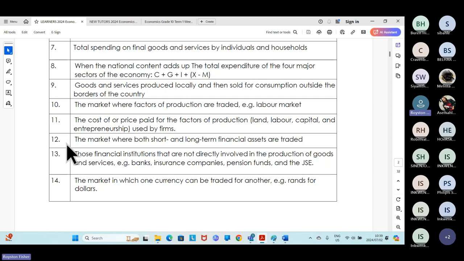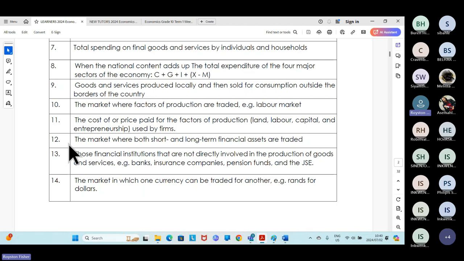Then number 12 ties in with number four, which was the capital market. Number 12 sounds the same, but it's two different things. Here they say the market where both short-term and long-term financial assets are traded. By number four, they said it's a market where long-term funds are saved and borrowed. And here by number 12, the market where both short-term and long-term financial assets are traded. So that would be your financial market.